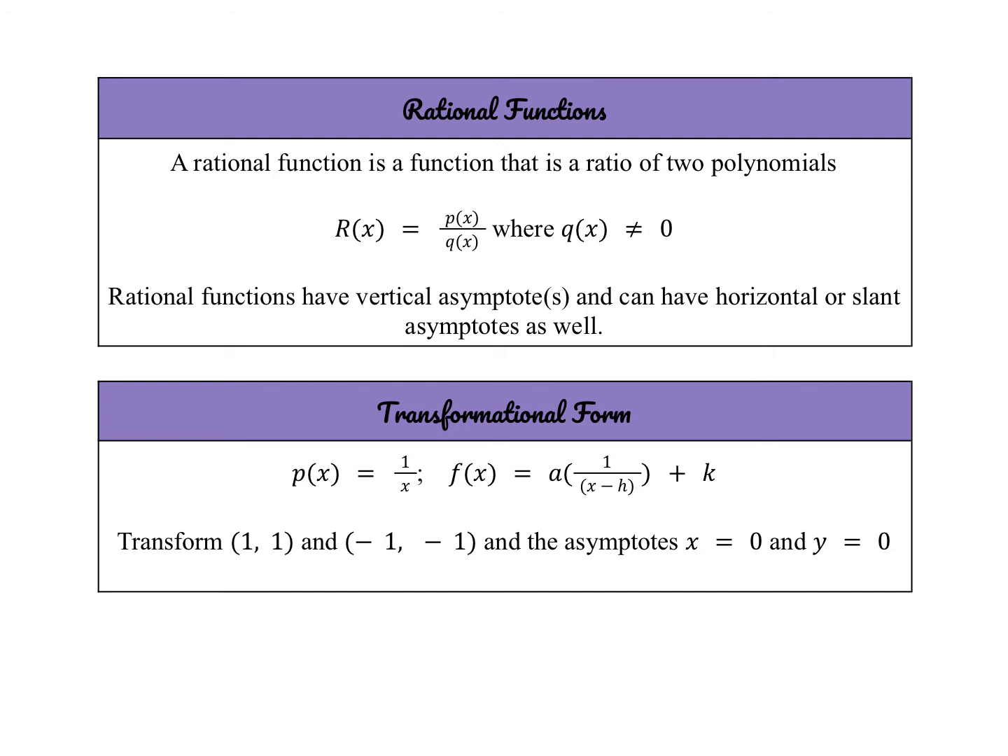So today we're going to be graphing our rational function from transformational form, which looks like this: a times 1 over x minus h, plus k. It's the same rules for any function with our transformations.